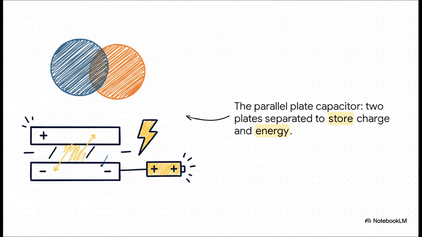And this is the most famous one, the one you'll see in all your problems, the parallel plate capacitor. Look, it's so simple. It's just two metal plates facing each other. You put positive charge on one plate, negative charge on the other, and boom, you've stored energy right there in the electric field between them.